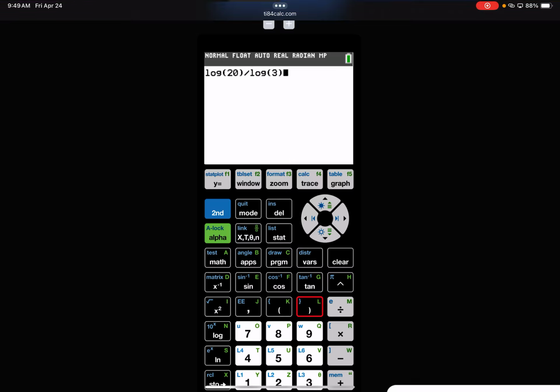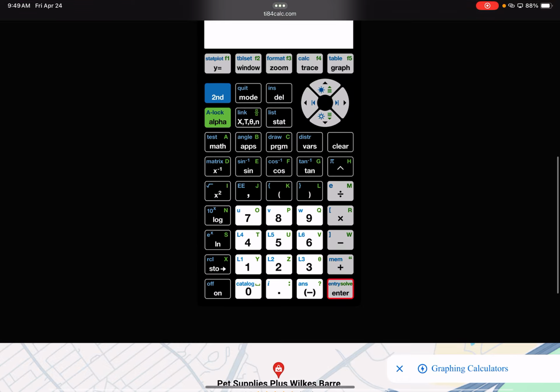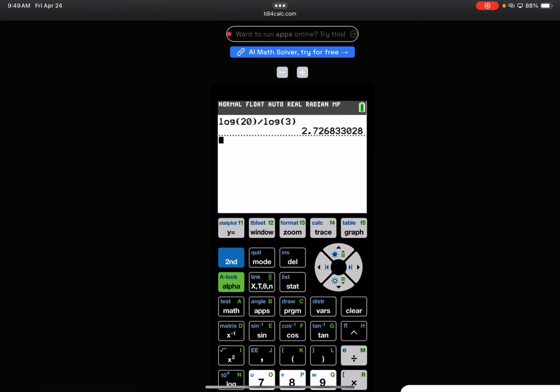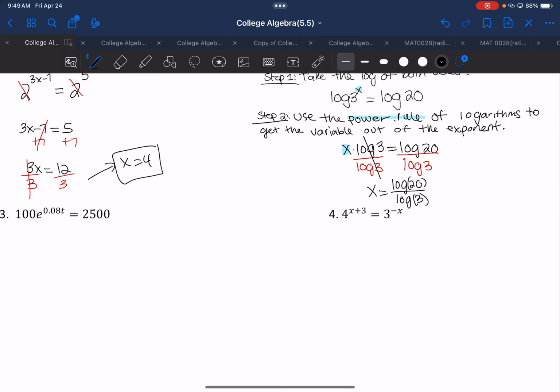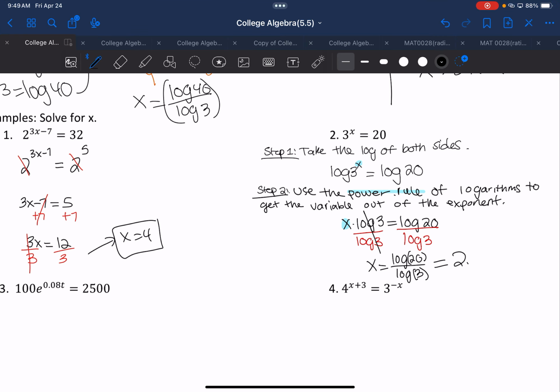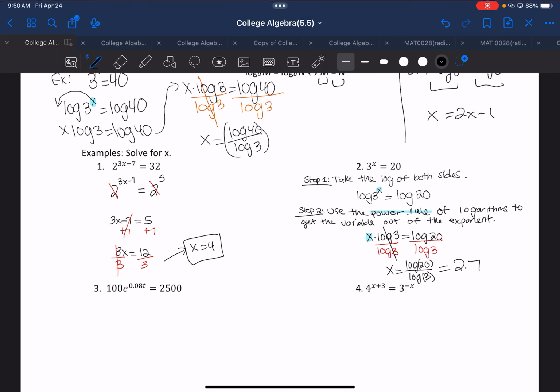That's the end of that log, and now I'm dividing by a new log. So then you hit enter, and we get this, and we'll round to the nearest tenth, which will be 2.7. They'll tell you what to round to on Pearson. Just make sure you close your parentheses after the log. So that's approximately equal to 2.7.